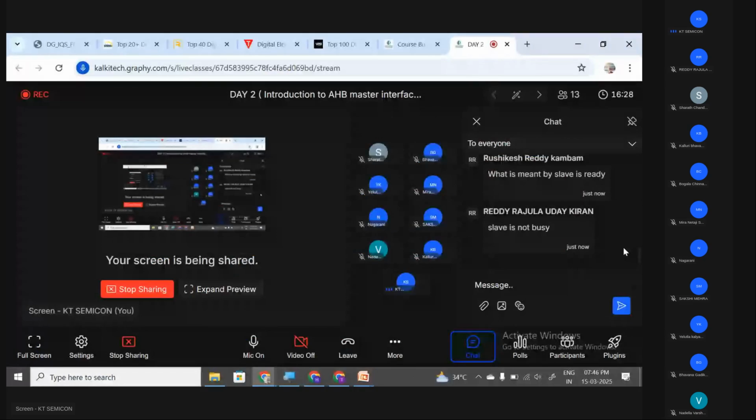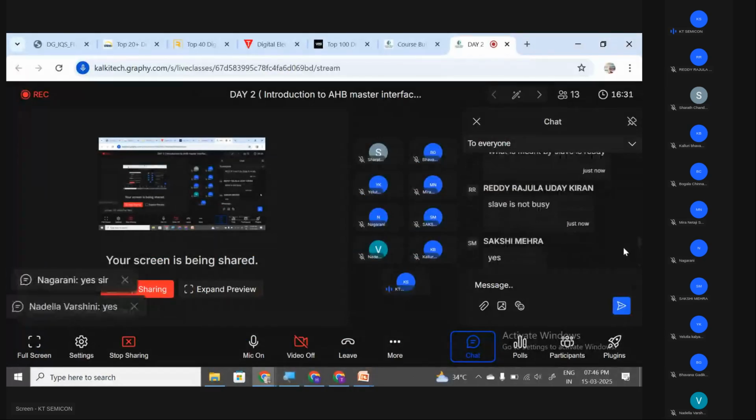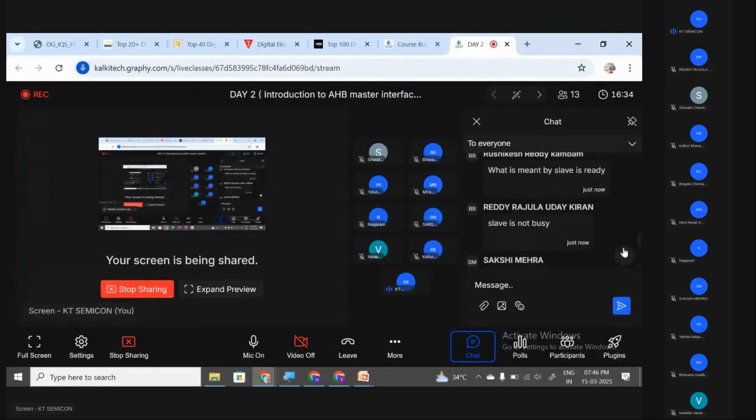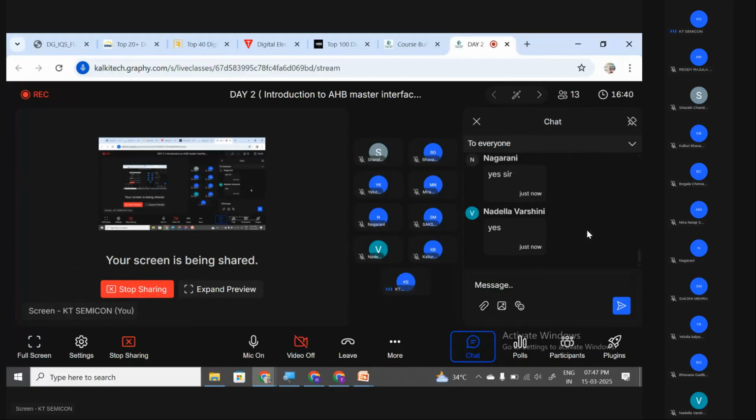Is this clear? Yes. Okay. So that is meant by slave is not ready. Slave is busy. What is meant by slave is ready? You have asked, right? So that is meant by slave is ready. If the slave is ready, then only it can give the data in the read operation. It can give the data to the master, or else how can it give?